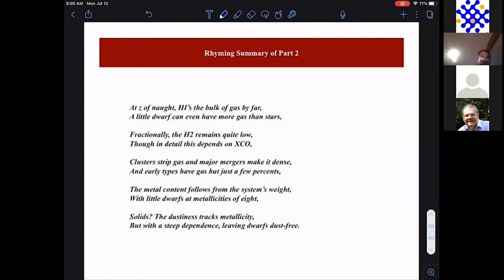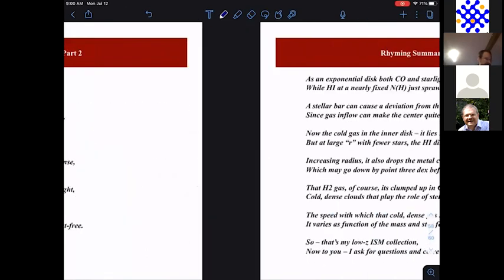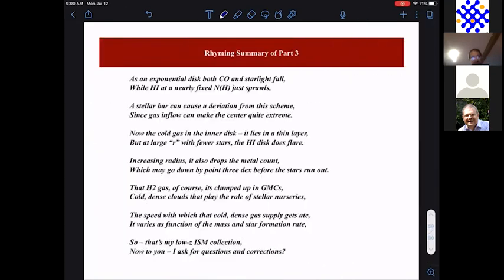The metal content follows from the system's weight, with little dwarfs at metallicities of 8. Solids, the dustiness tracks metallicity, but with a steep dependence, leaving dwarfs dust-free. As an exponential disk, both CO and starlight fall, while H1 at nearly fixed NH just sprawls. A stellar bar can cause a deviation from this scheme, since gas inflow can make the center quite extreme.